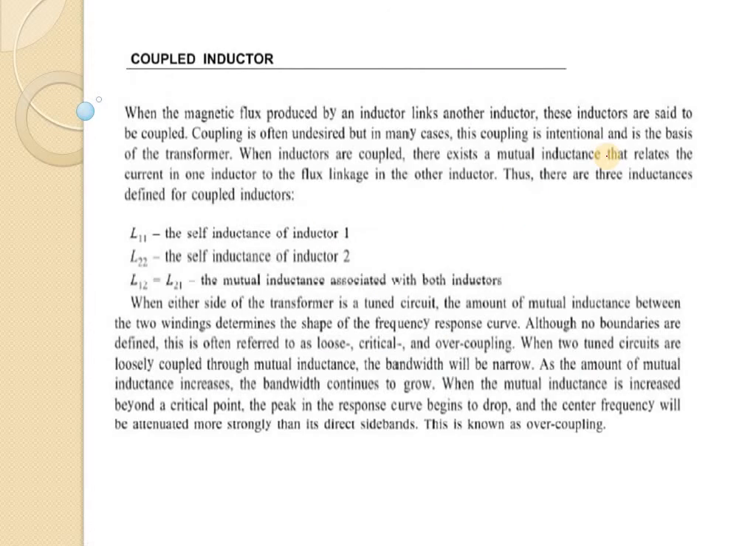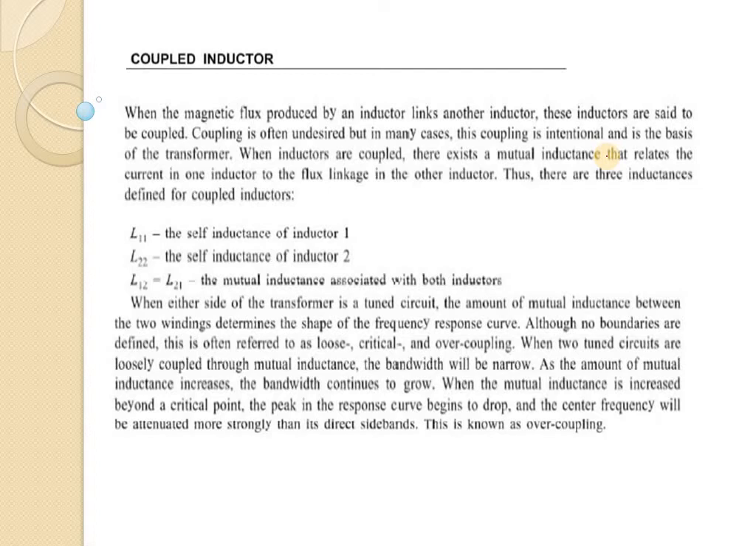Now, coupled inductor. Coupled means when two inductors are nearly adjacent to each other, then what will be the effect of the inductors on each other? That is the coupling. When the magnetic flux produced by an inductor links another inductor, these inductors are said to be coupled. Coupling is often undesired, but in many cases this coupling is intentional and is the basis of the transformer.